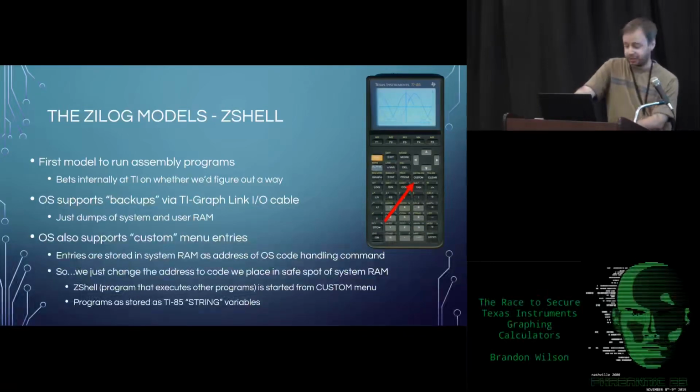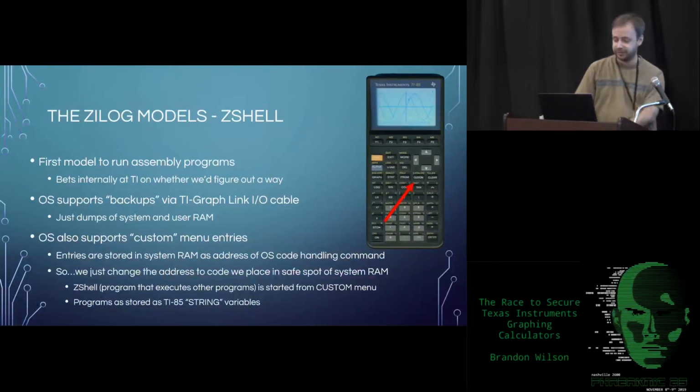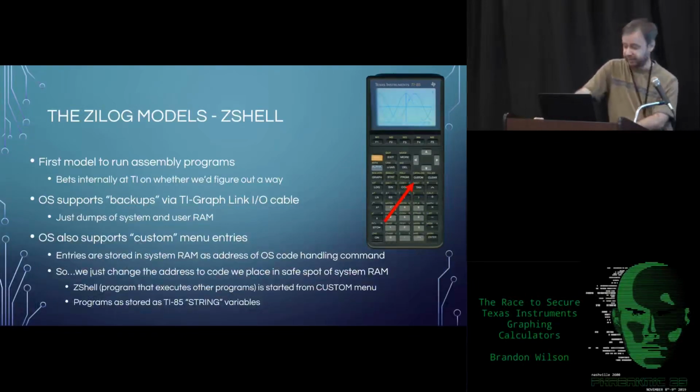Now to explain how Z-Shell works, I have to elaborate on a particular feature that some of these old models have, and that's to transfer backups via the TI GraphLink I/O cable. That's that little 2.5mm I/O cable that connects them to the computer. And these backups are actually just dumps of the entire RAM, not just where variables are stored, but the system's RAM as well. And the calculator's operating system also supports something called custom menu entries. That's what that red arrow is pointing to, the custom button on the keyboard. And so you could add your most commonly used OS commands in here and be able to access them.